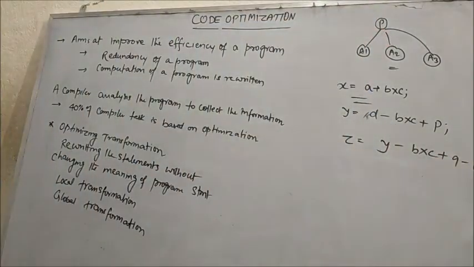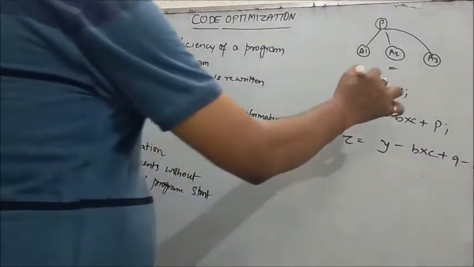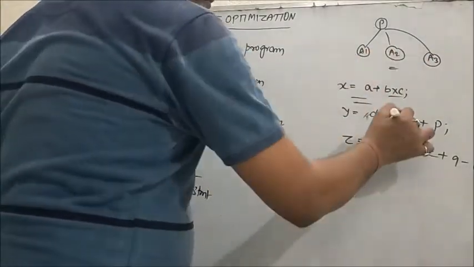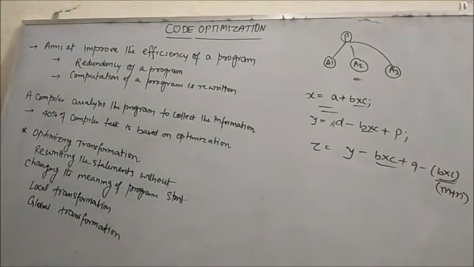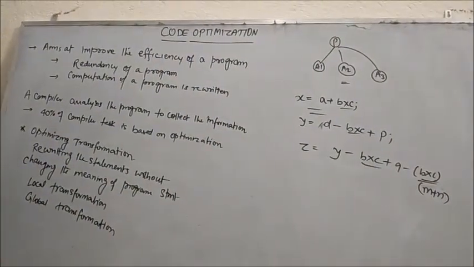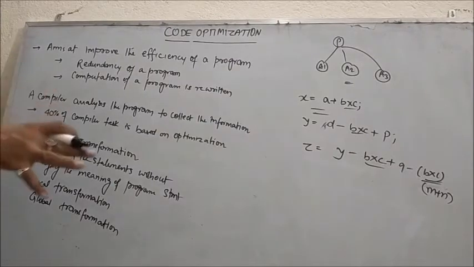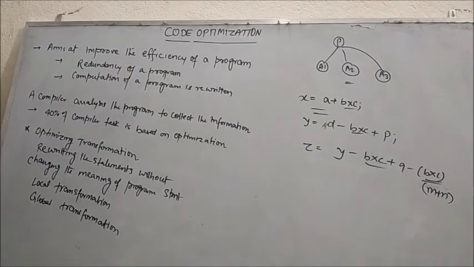So what is the significance of the computation of a program being rewritten? Here we have seen that b * c appears here, b * c here, b * c here, b * c here. That means we have to perform b * c at least 4 times in the entire program.